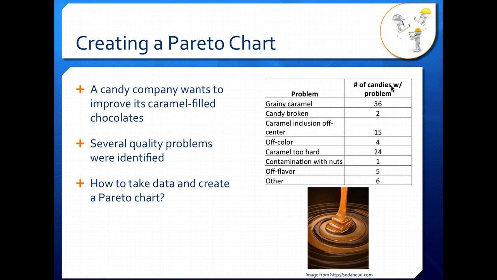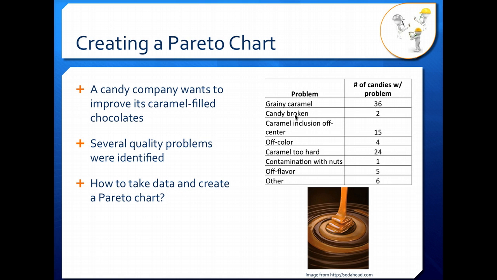So how do we do that? Well, the first thing we need to do to create a Pareto chart in general is figure out how we want to classify this data. So do we want to classify it by the specific type of problem? Do we want to classify it by the cause of the problem? Maybe the broken candies and the off-center caramel inclusions come from the same problem. We can also classify by type of nonconformity, and there's different classifications that we can use.